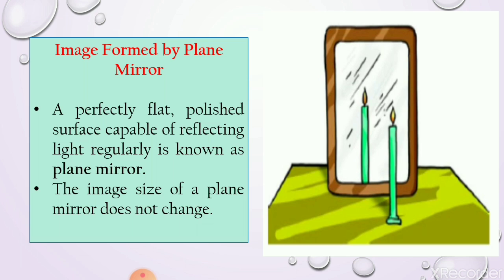Next thing, image formed by a plane mirror. So first of all, what is plane mirror? Plane mirror means a perfectly flat, polished surface which is capable of reflecting light regularly. It is known as plane mirror, and the image size of a plane mirror does not change.